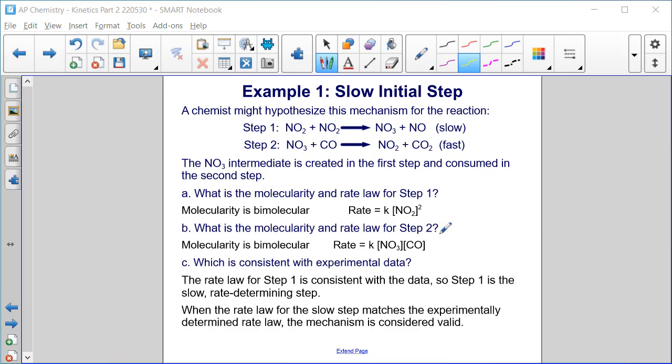All right, so here we see the 2 rate laws and molecularity shown in a little more detail. And again, just to be more clear, the rate law for step 1 is consistent with the data. So step 1 is the slow rate determining step. When the rate law for the slow step matches the experimentally determined rate law, the mechanism is considered valid.